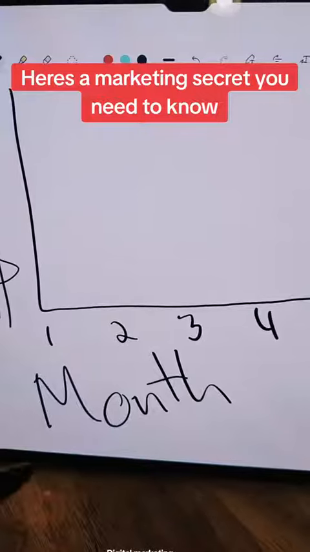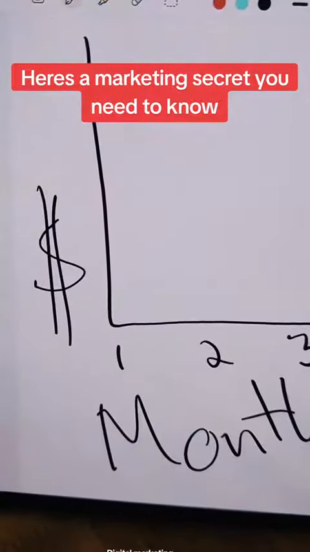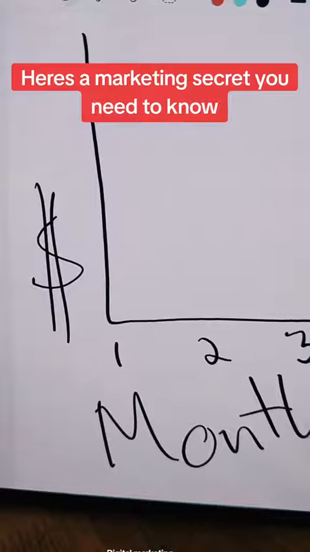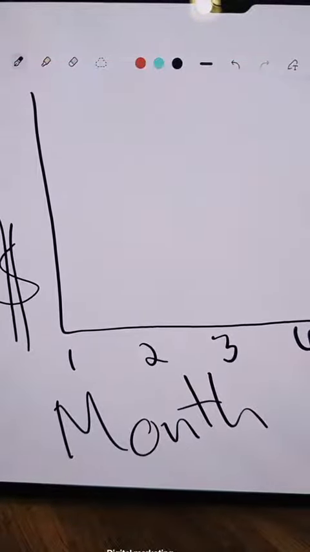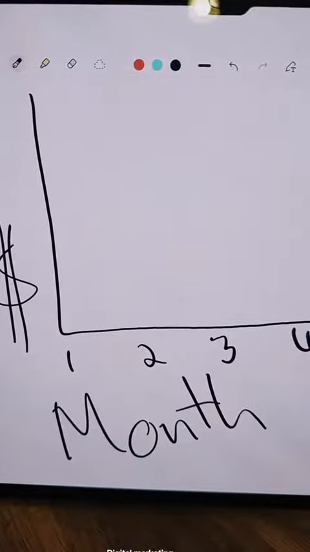So this bottom row right here represents months, right? And this side row represents money or sales if you're selling a product or a service. So if you're selling a product or a service that is a one-time purchase for customers, this is roughly how the sales report would look like.